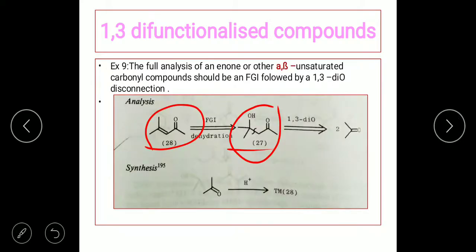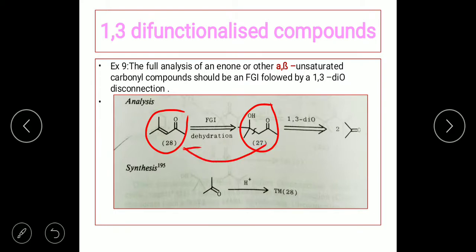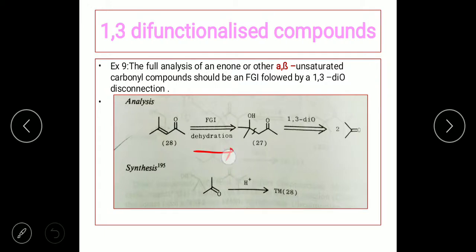This means to say that 27 on dehydration is going to give rise to the alpha beta unsaturated compound. See, in retrosynthesis you are always writing down the opposite reaction. This means that 27 on dehydration is going to give 28. That's why you're writing the retro, so you're going to write it in reverse, meaning 28 to 27 by dehydration. That's how we are writing, but actually it is 27 on dehydration that is going to give 28.